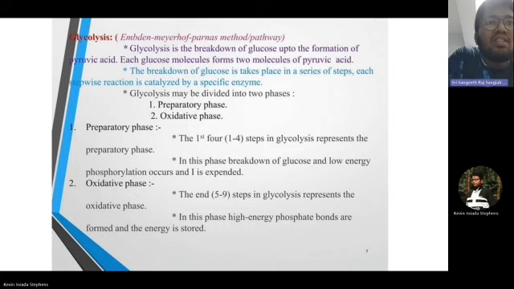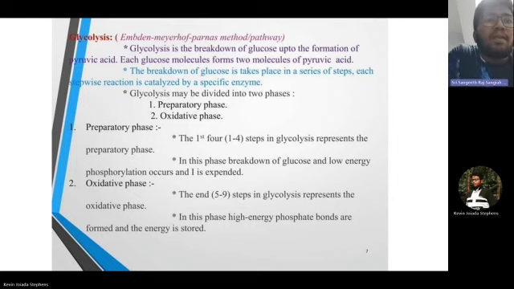Glycolysis is the breakdown of glucose up to the formation of pyruvic acid. Each glucose molecule forms two molecules of pyruvic acid. The breakdown of glucose takes place in a series of steps, each reaction catalyzed by a specific enzyme. Glycolysis may be divided into two phases: the preparatory phase and the oxidative phase.